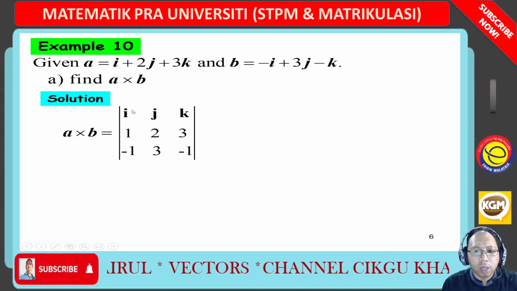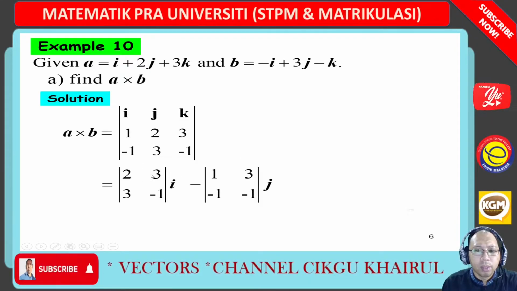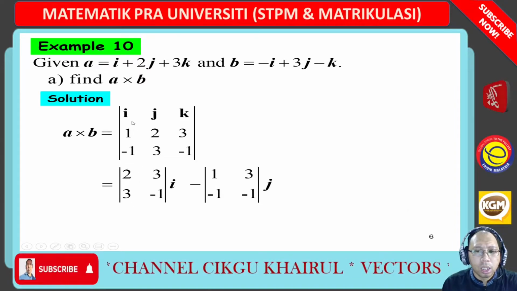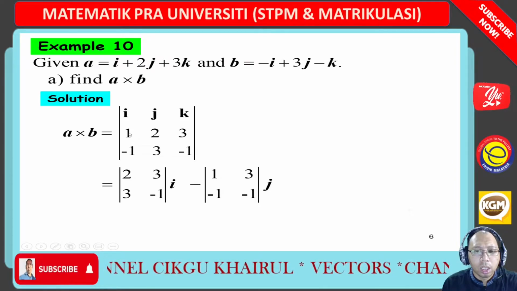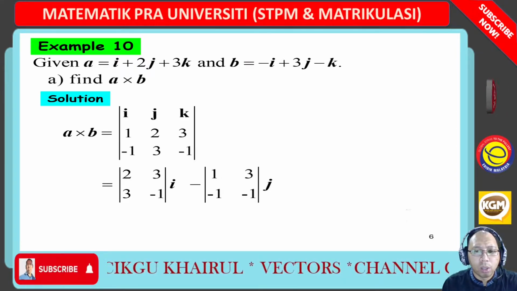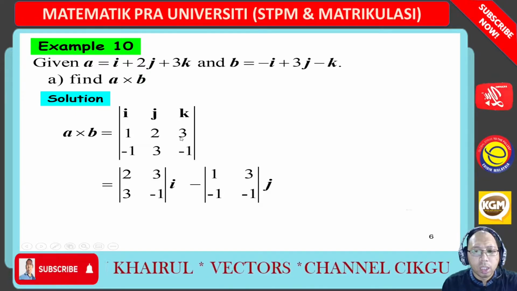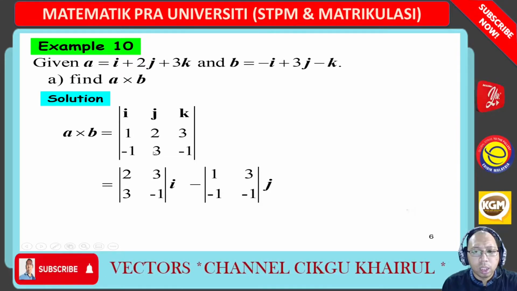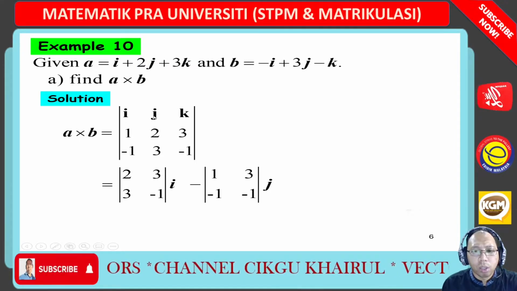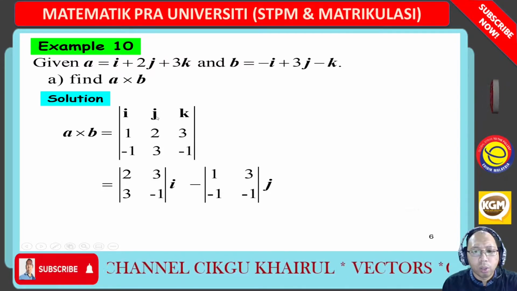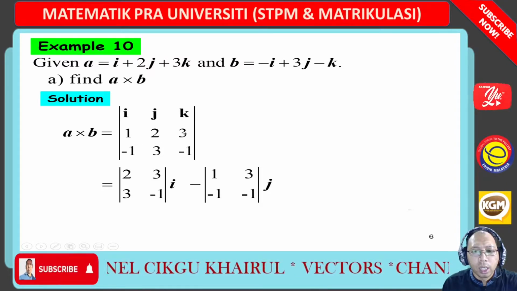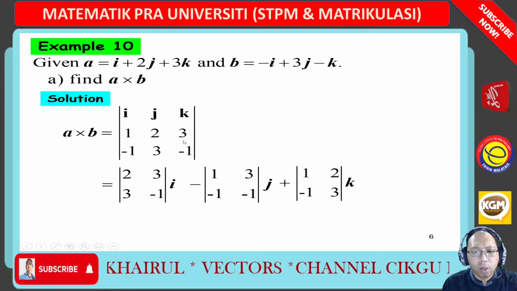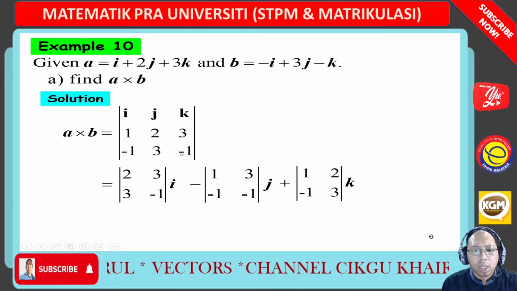So we rewrite like this one. Then we find the component i. How to find the determinant of this one? We close the i column. Okay, close this one. Then we are left with 2, 3, negative 1, 3. So for the vector or component j, we close the j column. Okay, then we close this one, the second column. So we only have left 1, 3, negative 1, negative 1 for j, and for the column k, we close this column.